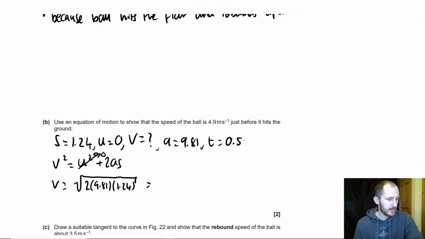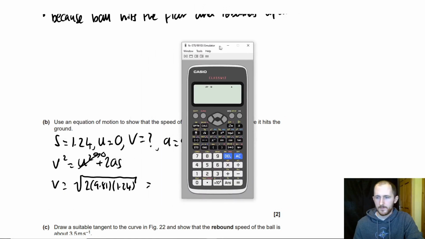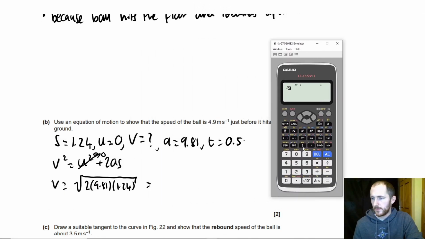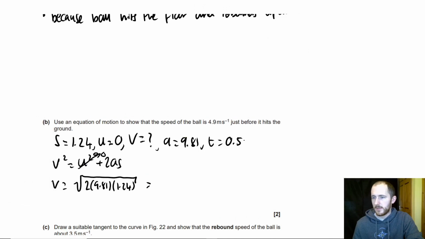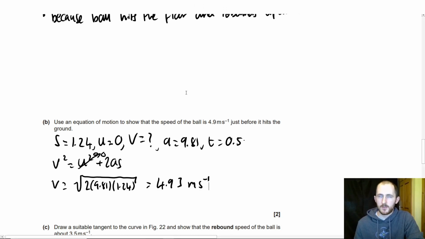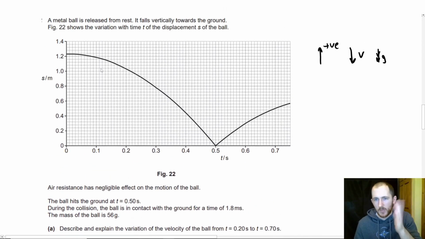Whip out that calculator again. Square root of 2 times 9.81 times 0.24 gives 4.93, which is about... And again, technically this isn't velocity. You're going to have a good question here: shouldn't it be negative? Your answer is yes.